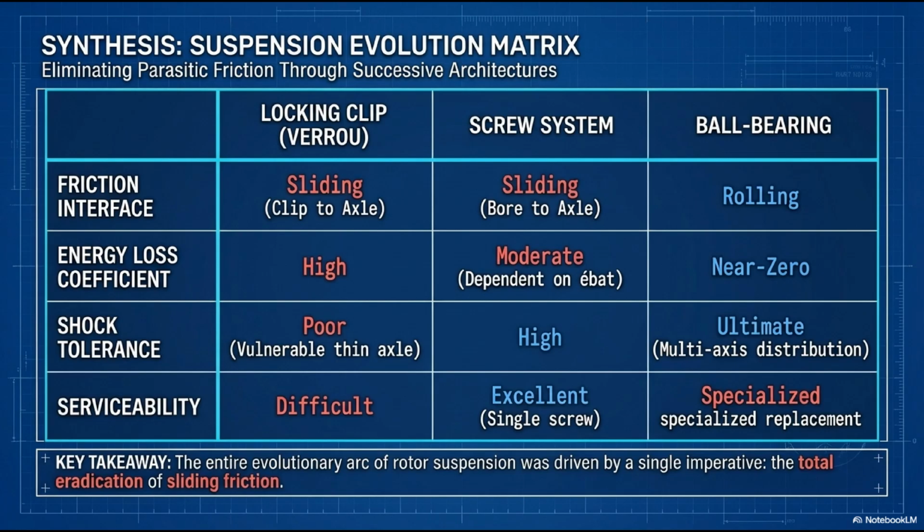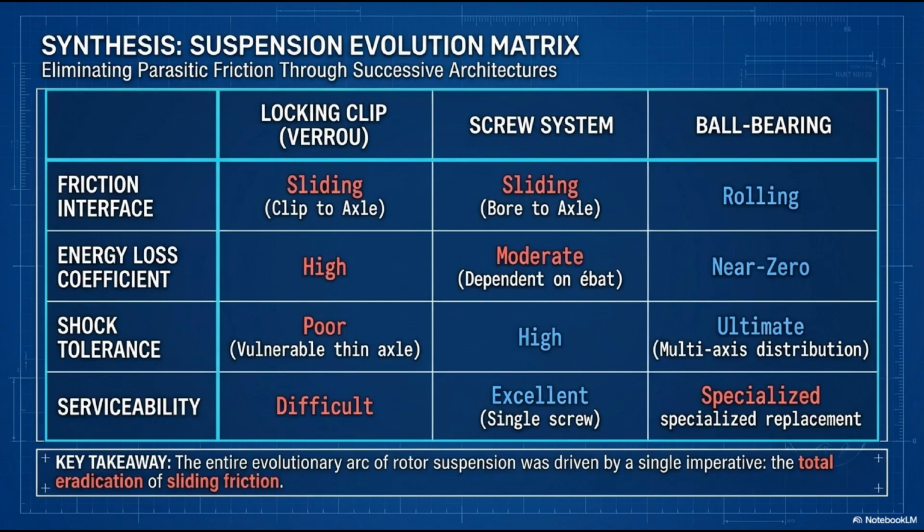Finally, we arrived at the ball bearing. The friction interface was revolutionized from sliding to rolling. The energy loss coefficient dropped to near zero. Shock tolerance became ultimate, with multi-axis distribution. The only minor drawback is serviceability. You cannot repair a sealed bearing, it requires specialized complete replacement.